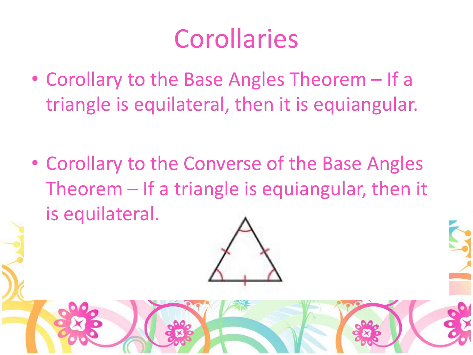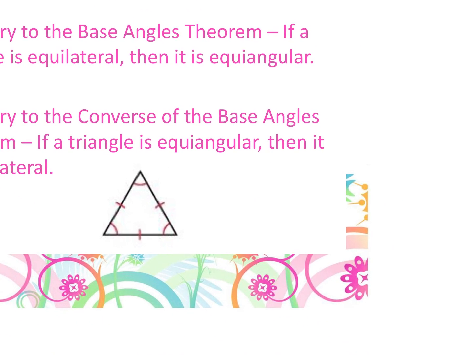What you guys need to know, you do not need to memorize the names of these theorems, but you need to know what they mean. If you're equiangular, you have to be equilateral, and vice versa. You cannot have one without the other. No triangle is going to be equiangular and not equilateral, and no triangle is going to be equilateral and not equiangular, okay? And I want to show you an example of that.